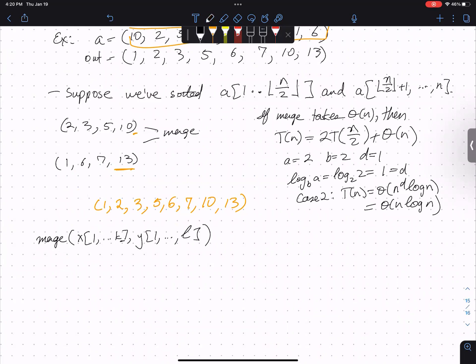If k is equal to zero, so the first array is empty, then we return the rest, the y array. There's nothing to merge, that by itself is already merged because we're merging with nothing in that case. And equivalently, if l is zero, then we return the x array. I'm out of time, so we'll pick up next time.